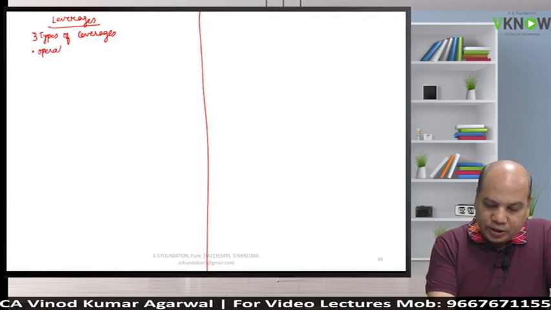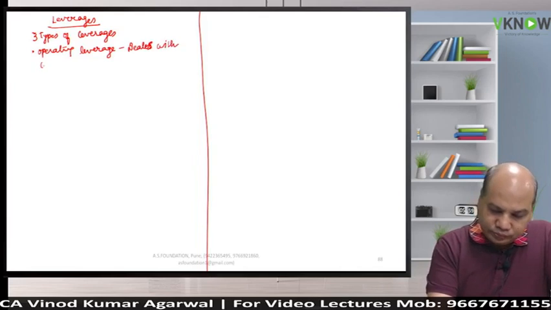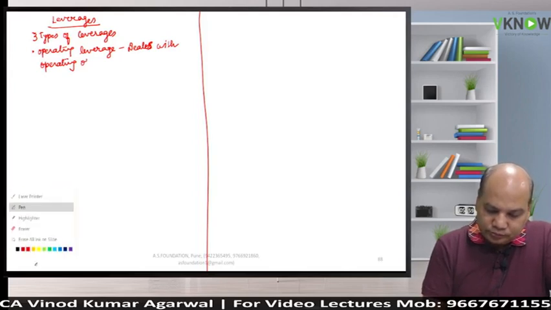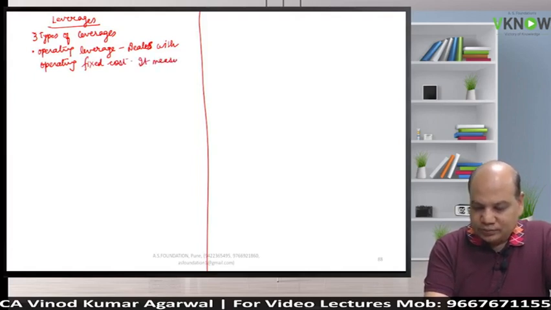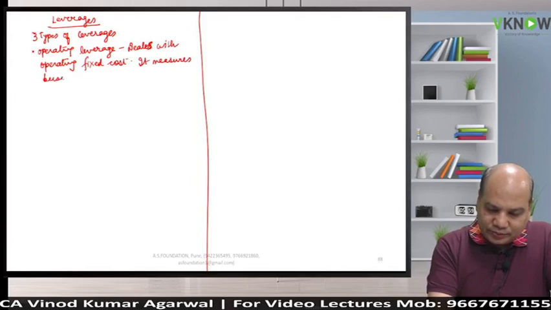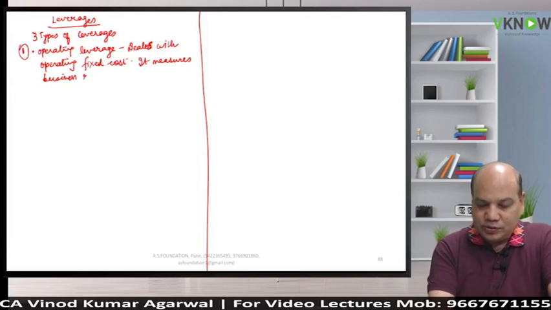So one is operating leverage. It deals with operating fixed cost. It measures business risk. This was the first one. It measures business risk.